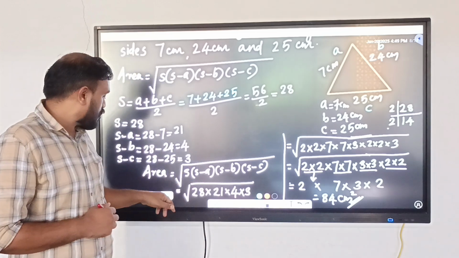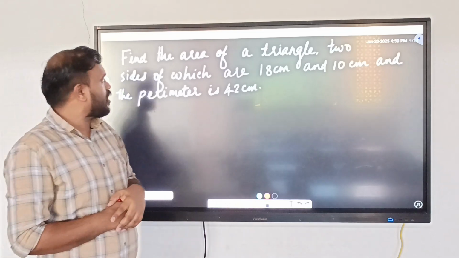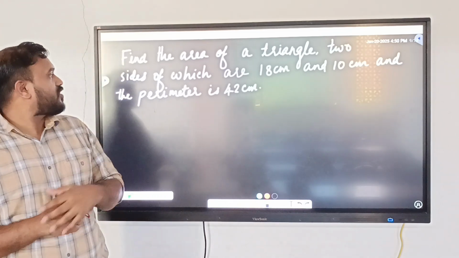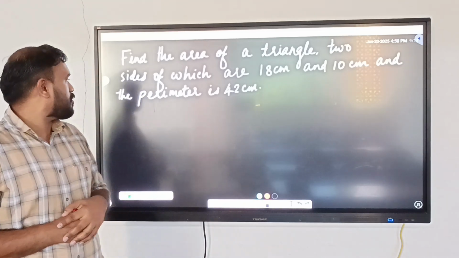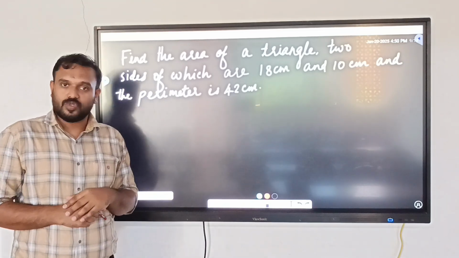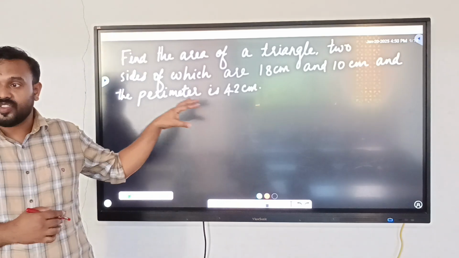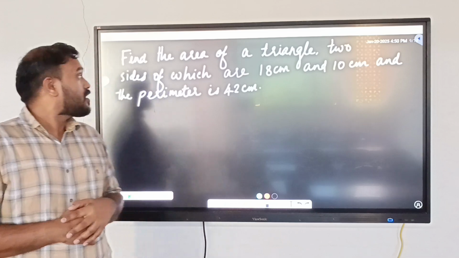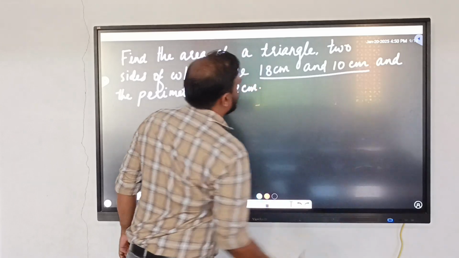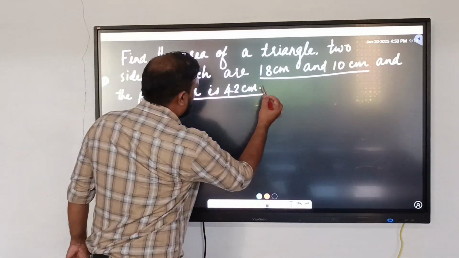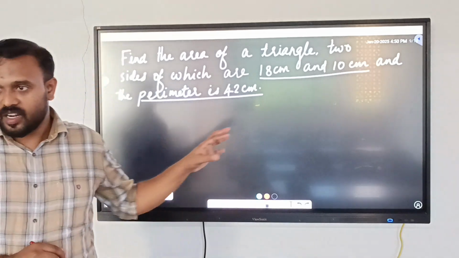Now let me give a question to you. Just look here. Find the area of a triangle, two sides of which are 18 centimeter and 10 centimeter, and the perimeter is 42 centimeter. Can you find the area for this particular question? Here the area of a triangle whose two sides are given, and the perimeter is also given. Then how will we find the area of this triangle?